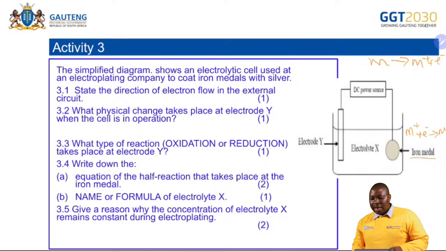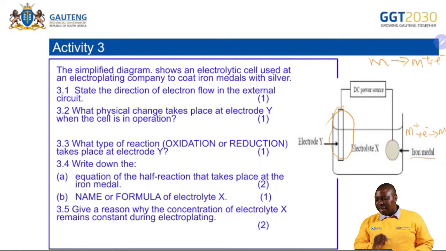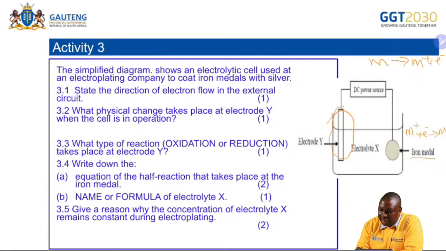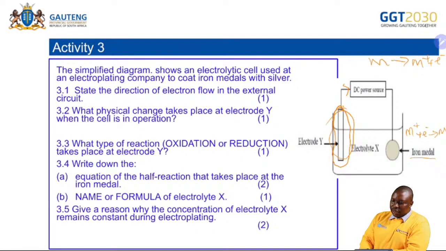So we are expecting that whatever the metal is, which is this one, we're going to have loss of electrons by the metal. Where we have the object, the metal ion will gain the electrons. Now, state the direction of the electron flow. You know that the electrons will always come from the metal. So the first thing is to identify the metal, to say the metal will lose electrons. So the electrons will flow from your electrode Y towards the iron metal. That's how the electrons will flow.